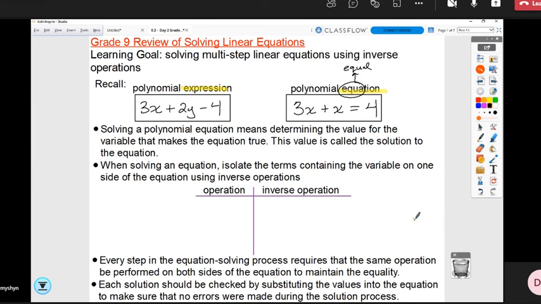Okay. So something like that. Then the biggest difference between these two is that the equation has the equal sign. That's it. That's literally it.